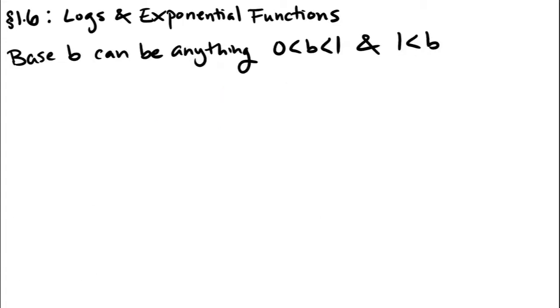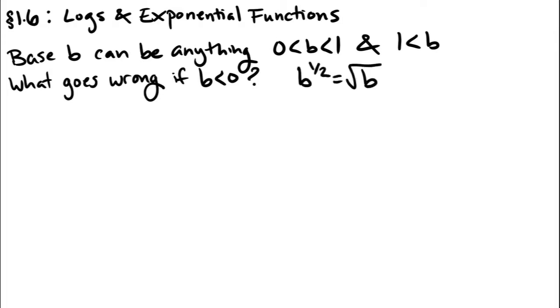We're allowing the base b to be any number between 0 and 1, or any number bigger than 1. If b was 0 or b was 1, b to the x is basically constant. Why can't we have a negative base? The trouble is that when x is a half, we get b to the 1/2, which is the square root of b. So when b is negative, this does not exist.